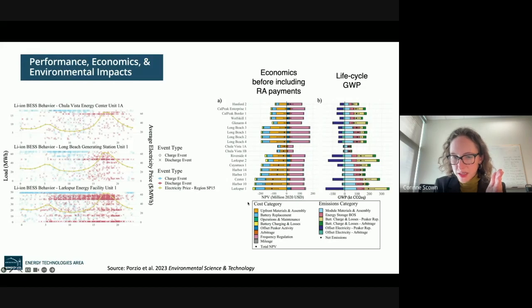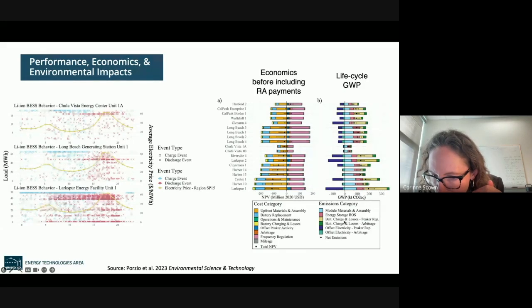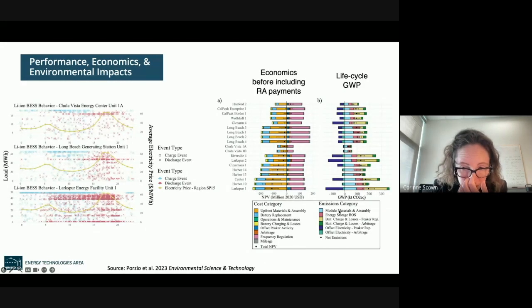So you'll see stuff like module materials and assembly, operations maintenance, battery replacement, upfront materials and assembly. Let's see, I'm looking at the emissions category, how we broke this down. Module materials and assembly includes all of the upstream emissions associated with producing everything that goes into those batteries.